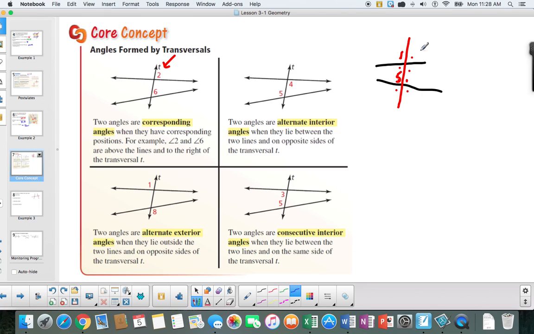We could say 4 and 8 are corresponding. Again, they're one inside, one outside. They're on the same side of the transversal, and they don't share a vertex.